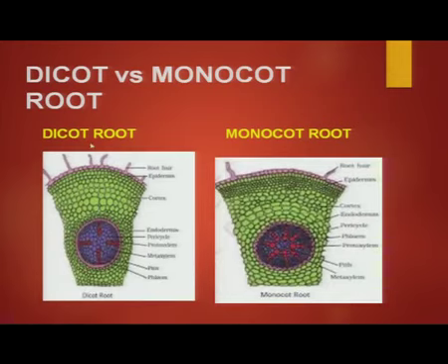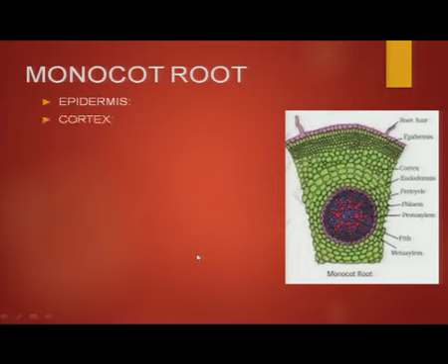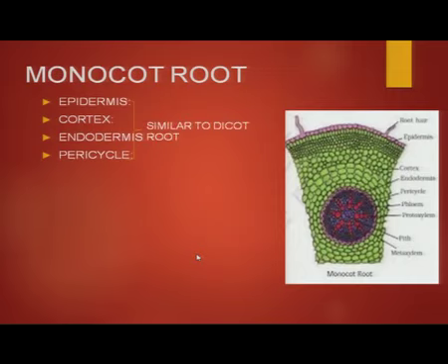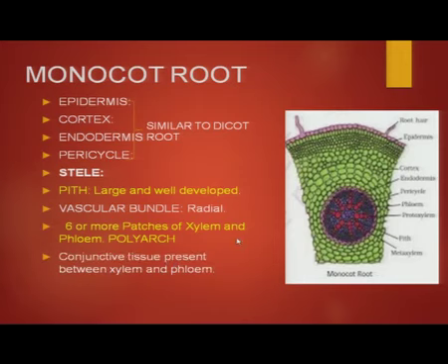Look at the diagrams of monocot root and dicot root. Can you see the differences between the two? Most of the upper layers are similar. The main differences lie in the stele. That is, here we see only 2 or 4 patches of xylem and phloem, but here the patches are many. So, when we discuss the monocot root, we say that the structure of epidermis, cortex, endodermis and pericycle, all these are similar to the dicot root, but the stele is different, because here the pith is large and well developed, which was not present in the dicot root, and the vascular bundles are polyarch, because there are 6 or more patches of xylem and phloem. The conjunctive tissue is also present here.